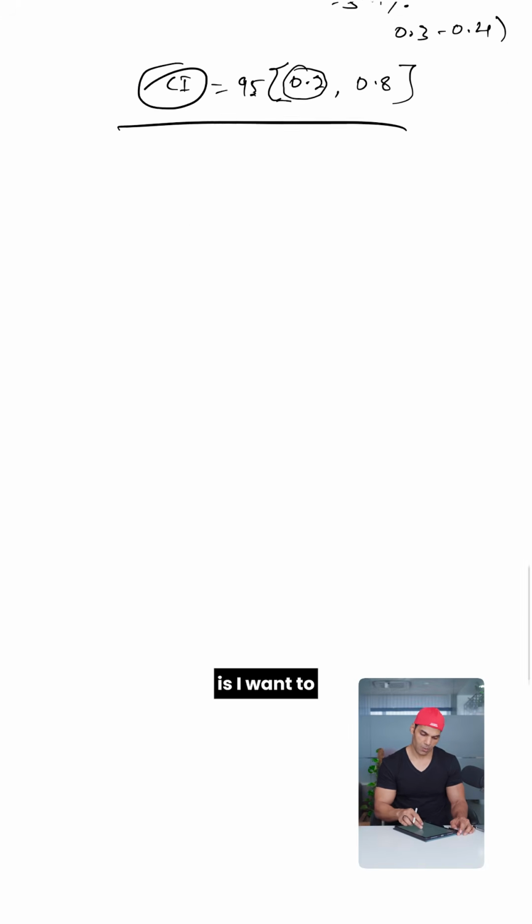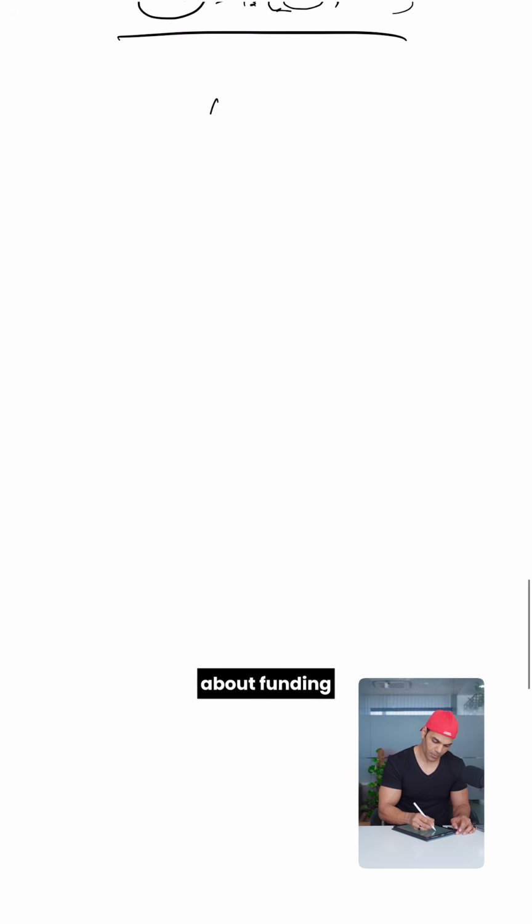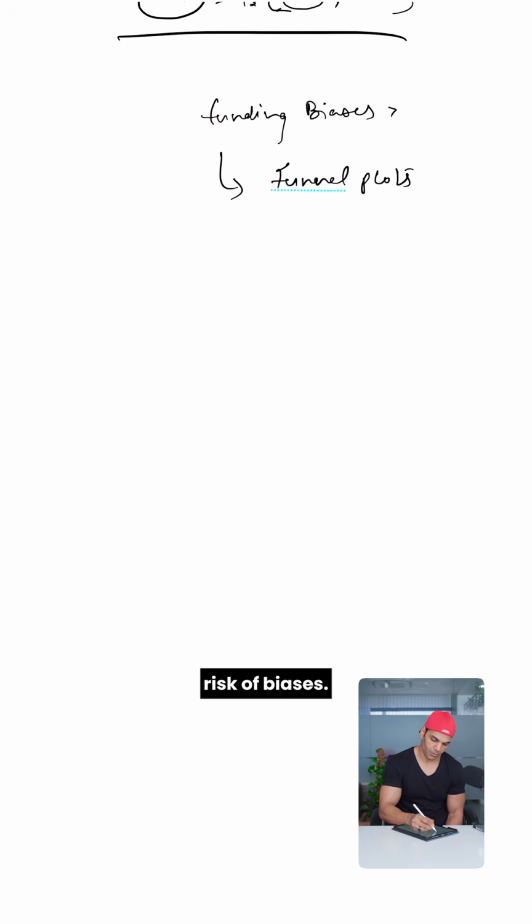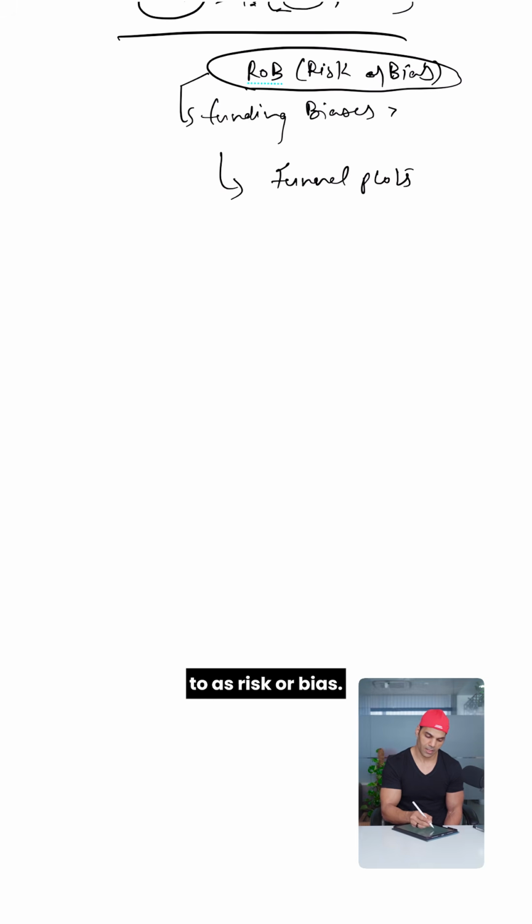What I want to do is cover a little bit about funding biases. So funding biases, what we do is we look at funnel plots. Actually, risk of bias, so ROB, risk of bias. All studies can have different kinds of funding biases. They can have different kinds of conflict of interest, so typically referred to as risk of bias. And then we have funnel plots.